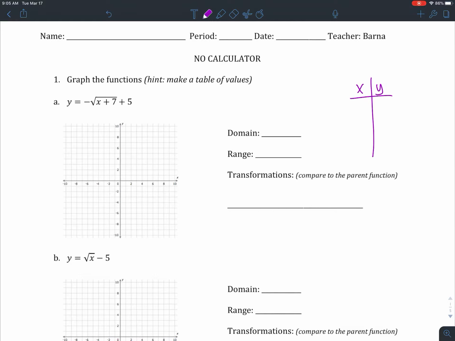and we're going to start with our starting point. The way we find that is what would make this 0. X would have to be -7, and then we're going to take this value right here. So it would be -7 and 5. We're going to use the a value, which is -1, in just a minute.